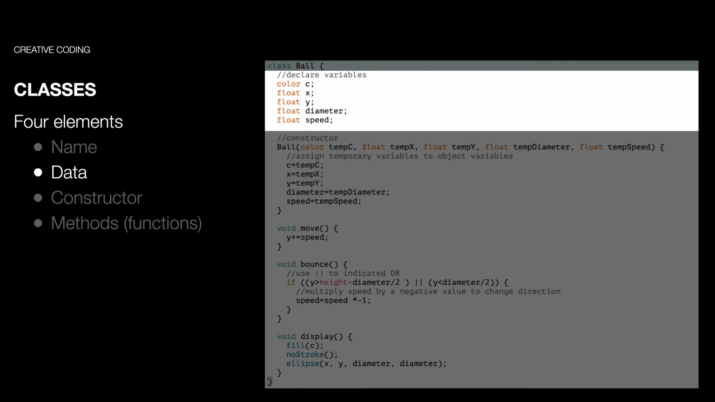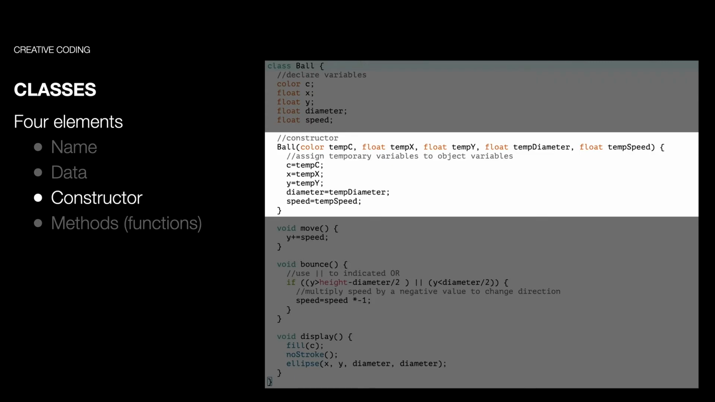Then you have the data here. So here are the variables that will be used in this case. And the constructor, again, is sort of like the initialization, or the setup. You're passing variables that you might receive when you initialize this object, and it's a little bit repetitive or tedious in that you're creating temporary variables, and then you're exchanging the data there.